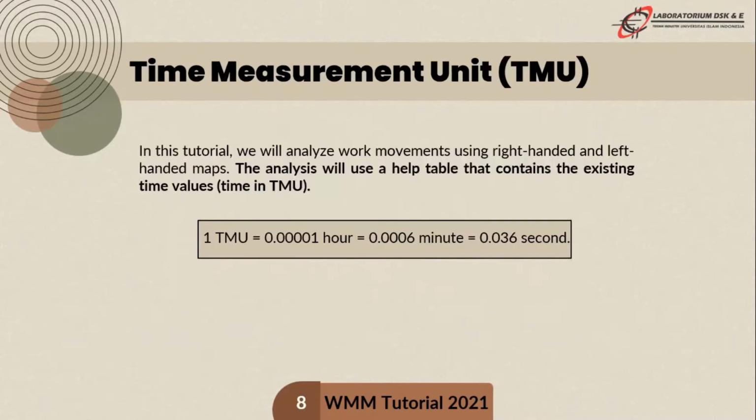Okay, and we have to know what is TMU, Time Measurement Unit. In this tutorial, we will analyze work movement using right-handed and left-handed maps. The analysis will use a help table that contains the existing time values. And the time is in TMU, where 1 TMU equals 0.00001 hour or equals 0.0006 minutes or equals 0.036 seconds.